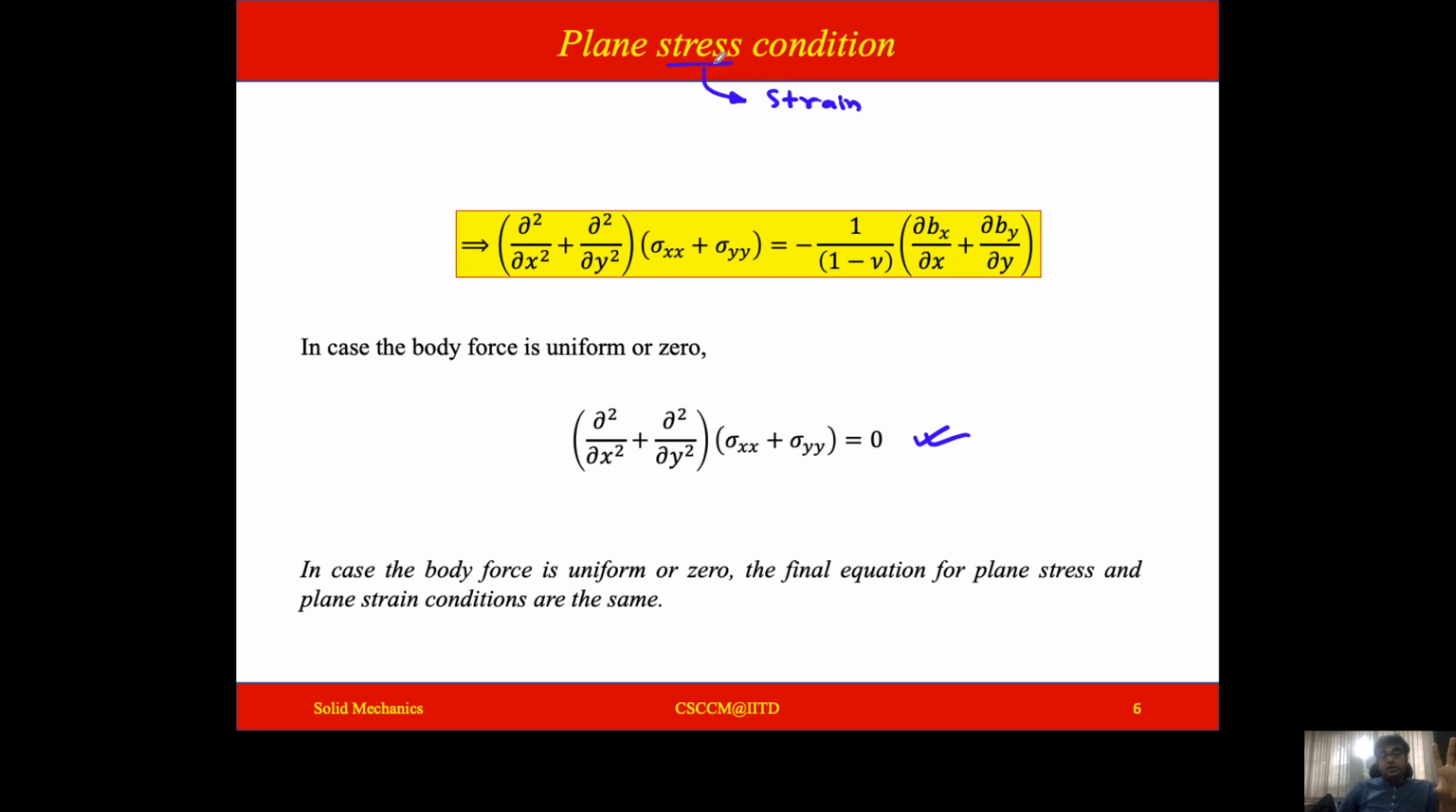Okay. So I will stop here, and then in the next lecture, we will talk about something known as Airy's stress function. So you can see we have the governing differential equation in terms of stress. So related to that, in some sense, we have what is known as the Airy's stress function, and we'll talk about it in our next lecture. And we will also solve one problem using the Airy's stress function.